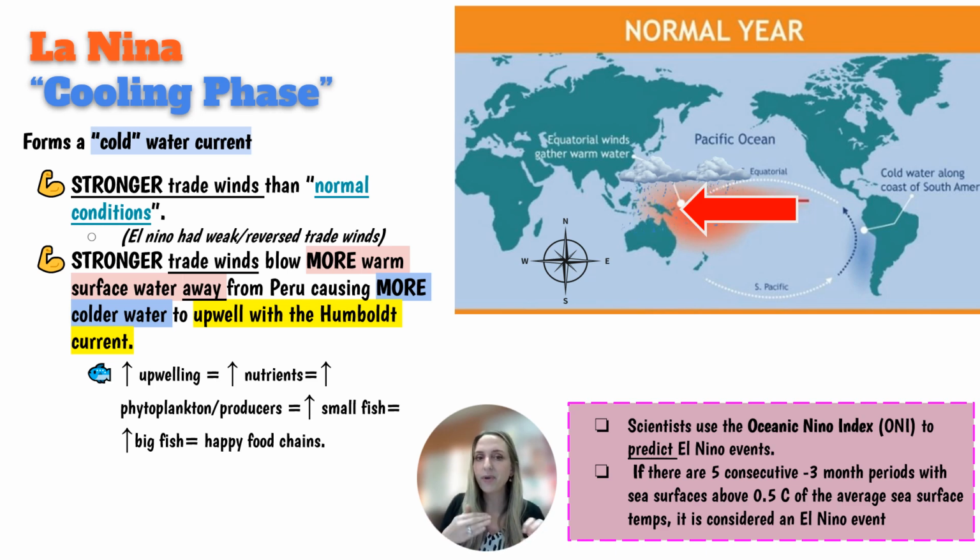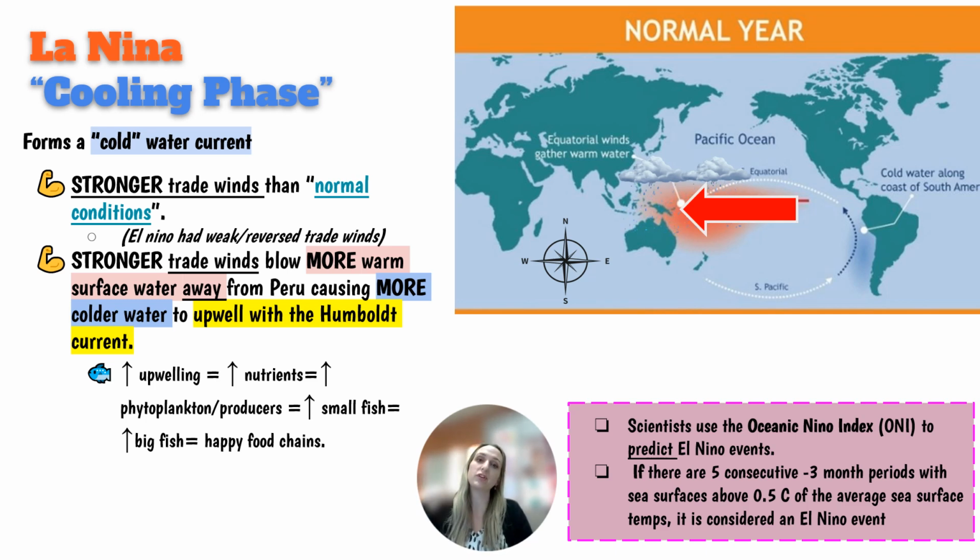And these warm water current, cold water current comparisons, those are comparing what the water current's like on the west coast of South America. So Peru, Ecuador. That's where it's cold or warm, in comparison. These are stronger trade winds, stronger than normal conditions. El Nino had weak or reversed trade winds.